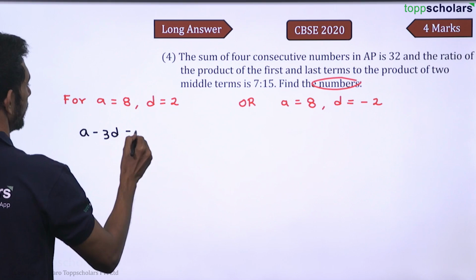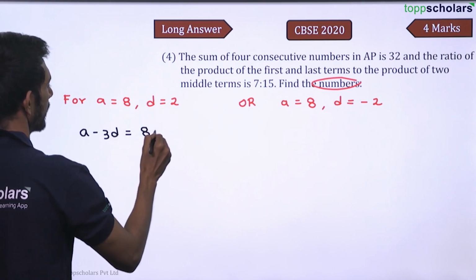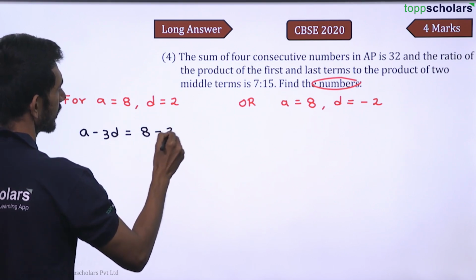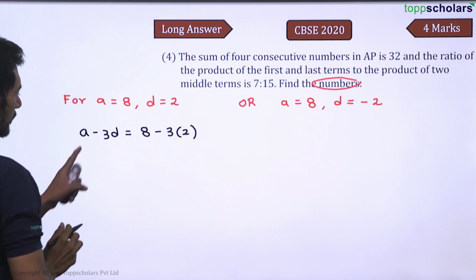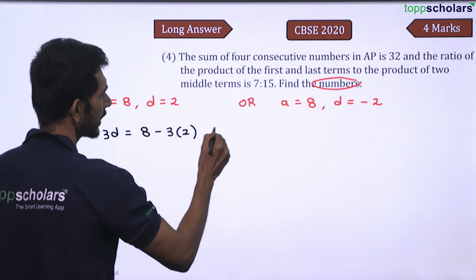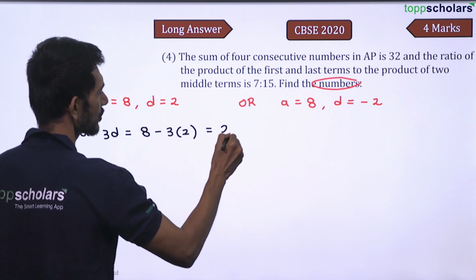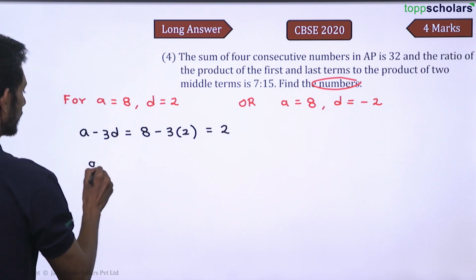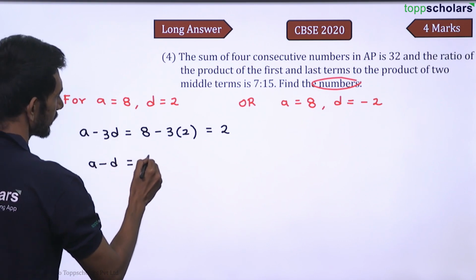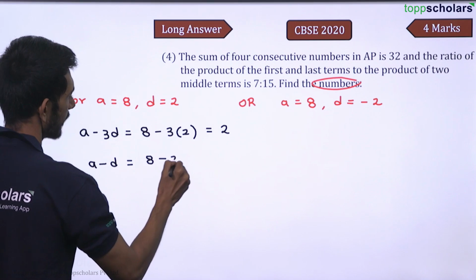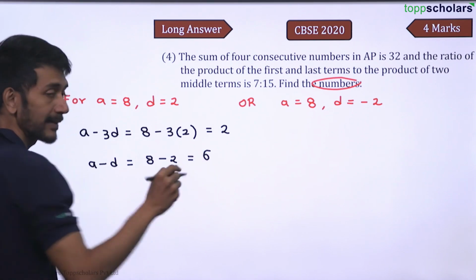A minus 3d, that is 8 minus 3 into 2, right? 8 minus 3 into 2. 3 twos are 6. 8 minus 6 is 2. Then a minus d. A minus d is 8 minus 2. That is 6.